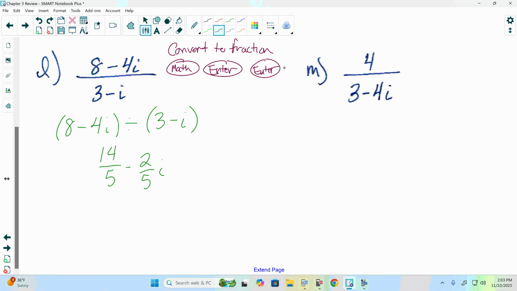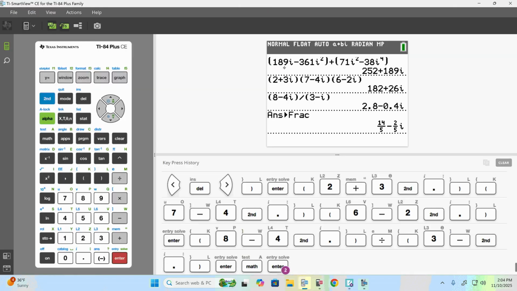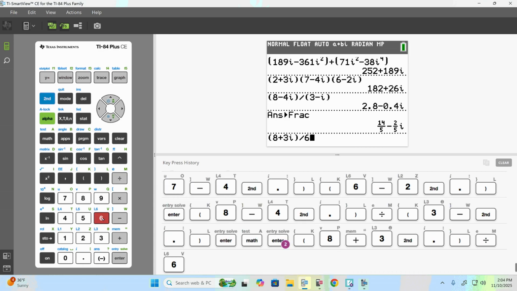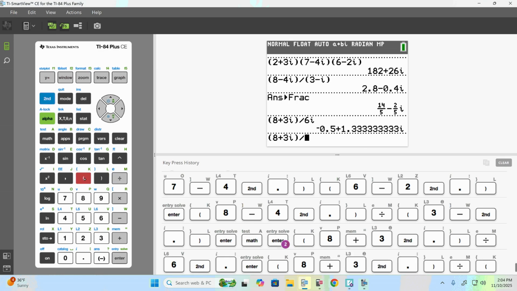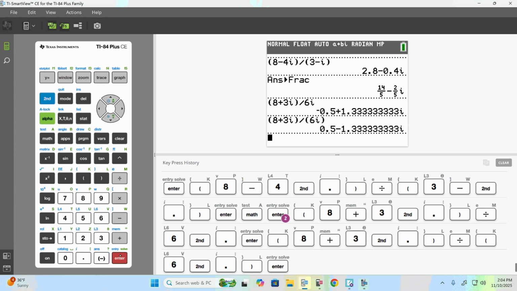Even if the numerator or denominator is a single term, make sure to put parentheses around it, because it can change your answer completely. Because if we look at 8 plus 3i divided by 6i, so here it does work. It's not doing anything different as if we put 8 plus 3i divided by 6i. Actually, I take that back.